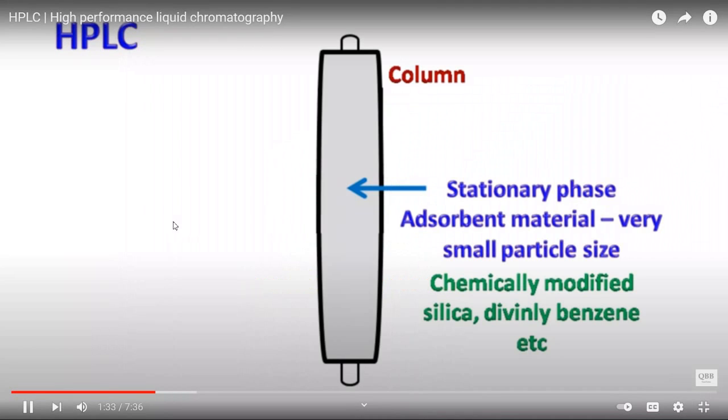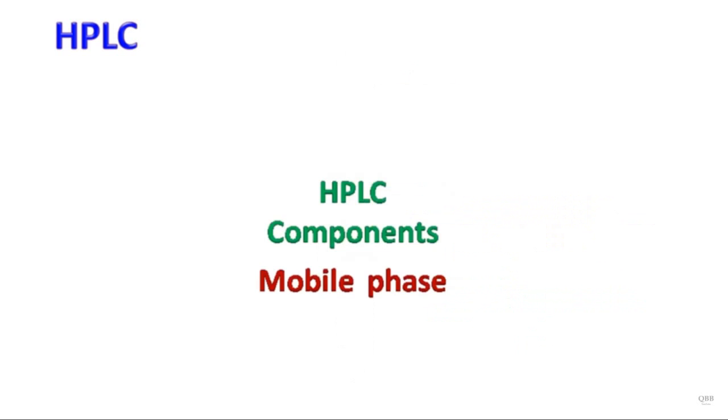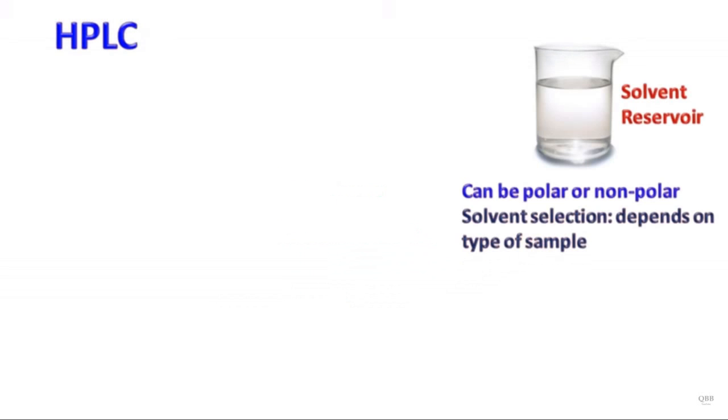The stationary phase. As discussed earlier, the stationary phase is made up of an adsorbent material that has a very small particle size. The particle size is kept uniform to obtain a better performance. Usually chemically modified silica, divinylbenzene, etc. are commonly used as a stationary phase. The mobile phase. The mixture of different solvents can be used as a mobile phase. The solvent used depends on the type of sample molecules which are to be separated. The mobile phase solvent can be polar or non-polar.